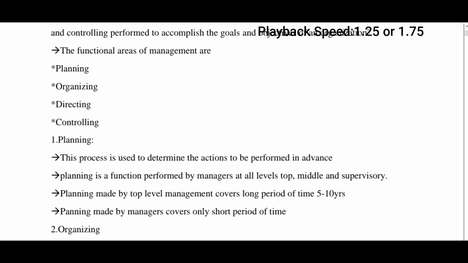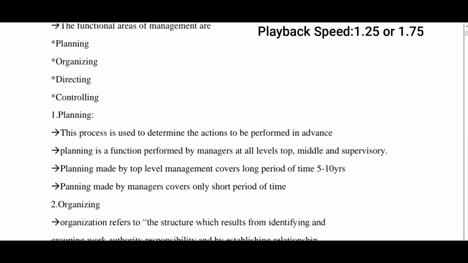Planning is a function performed by managers at top level, middle level, and supervisors. It can't be performed by the staff or the lower level employees. Planning made by top level management covers a time period of 5 to 10 years. Whenever a top level management creates a plan, it could remain for up to 5 to 10 years. Planning made by lower managers would be for a short period of time.